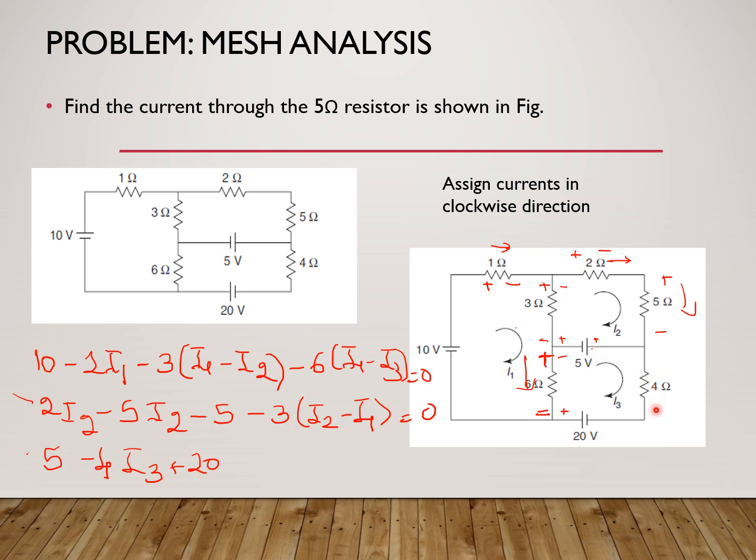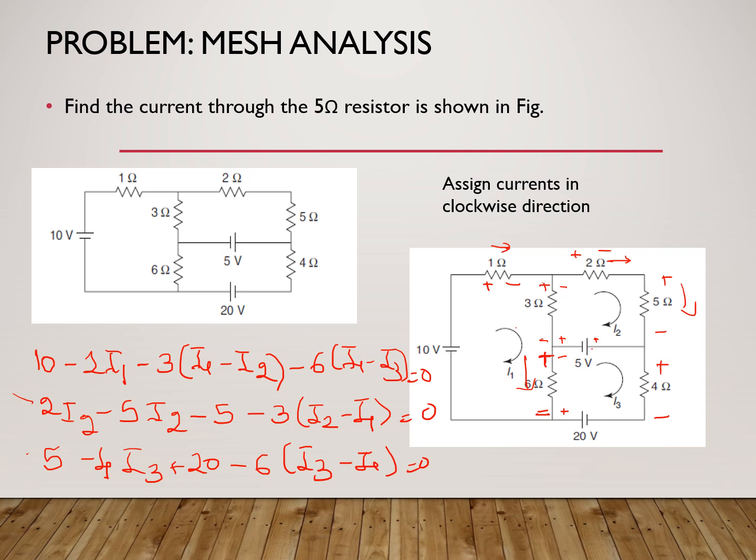Then again in this direction, 4 ohm has the current flowing like this. So for the 4 ohm, the polarity is going to be plus and minus. So it is a drop in polarity, which is minus 4 I3. And then the last, minus 2 plus 20 volts. So plus 20. And the last one is 6 ohm, which is minus 6 into I3 minus I1 is equal to 0.